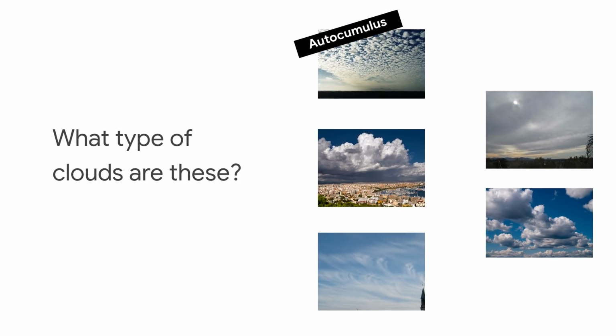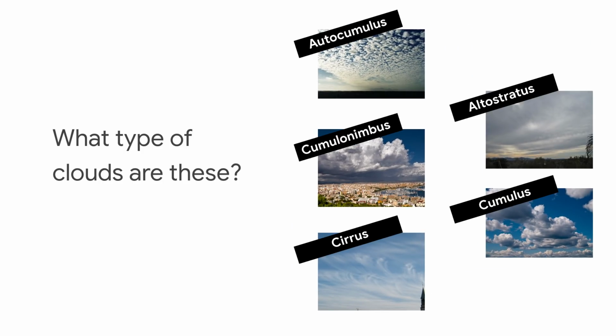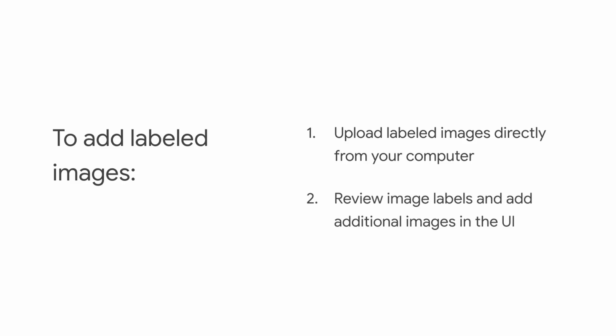I've got five possible labels, each corresponding with a different type of cloud. There are many ways to add labeled images to your AutoML Vision dataset. In this video, I'll show you how to do the following. First, we'll upload labeled images directly from our computer. Then, we'll review image labels and add additional images in the AutoML Vision UI.